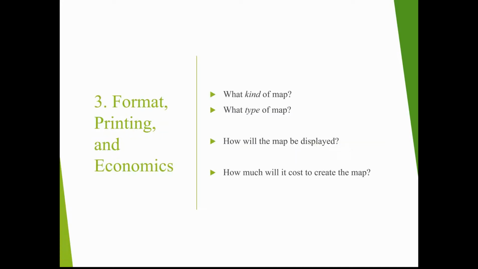The third step in the cartographic process is to determine formatting, printing, and economics of reproduction. At this point, we should be asking ourselves, what kind of map should we be making? How will the map be displayed? And on which medium will the map be produced? And finally, how much will it cost to create the map on the chosen medium?